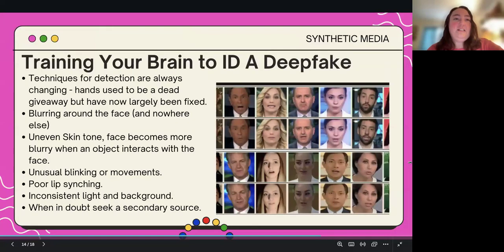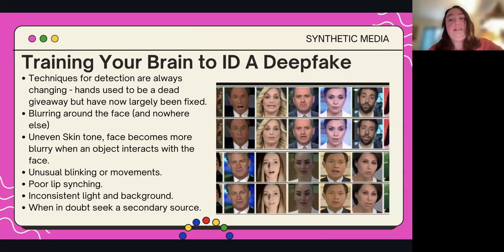But having done that, let's talk about how to train your brain to see deep fakes. In this image, I have created the top line are all real news correspondents. The bottom line are all taken from deep fake videos of those same correspondents. These videos were created as part of a project by the Associated Press to educate journalists on how easy this is. But part of the thing is just trying to train your brain to recognize these.